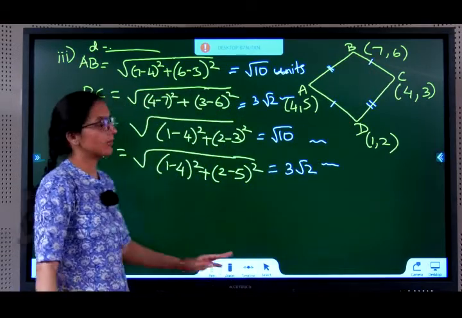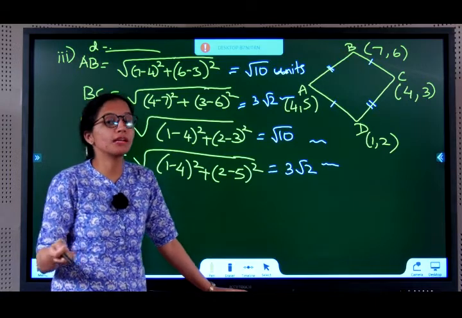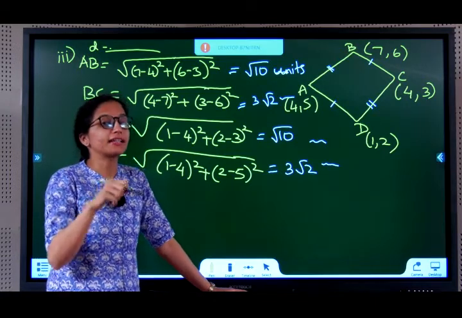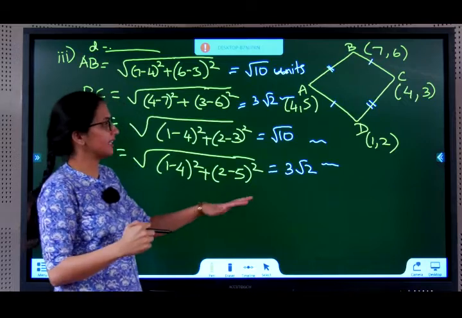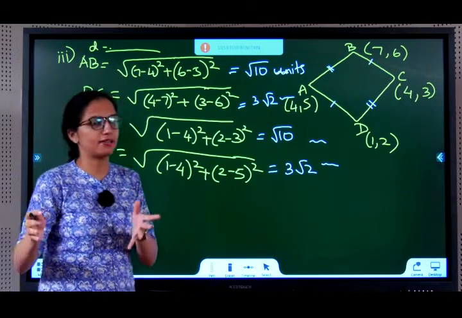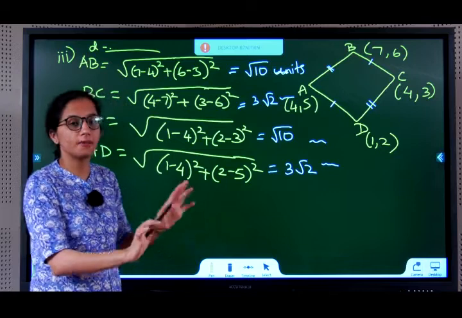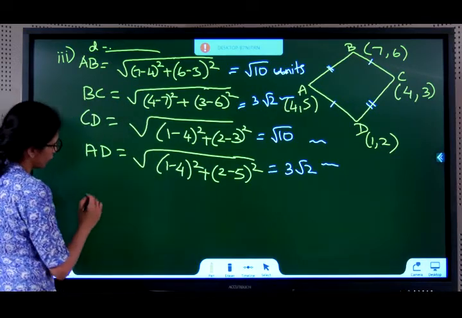It is a parallelogram. Agreed? But it can also be a rectangle. If it's a rectangle, diagonals have to be equal. So we'll check the diagonals. If the diagonals are also equal, then rectangle. If diagonals are not equal, we settle with parallelogram. So now we go for diagonals.